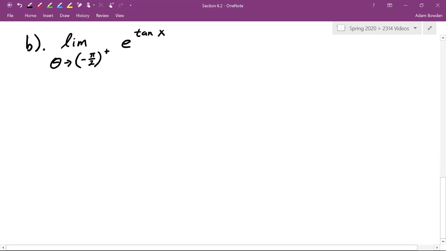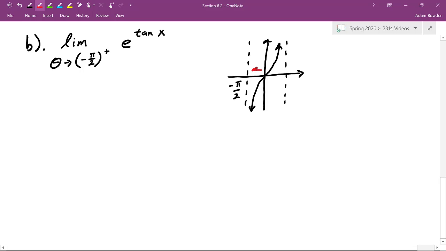Here's sort of a similar situation. We have the limit as theta goes to negative pi over 2 from the right of e to the tangent theta. Okay, so let's think about the tangent of theta for just a second. The tangent had two vertical asymptotes, and it had one period of the graph going through between them like so. Negative pi over 2 would be the asymptote on the left. And we're saying as we approach that from the right, we want to know what the limit of the tangent is. Well, we see the graph falling downward toward negative infinity as we approach from the right.